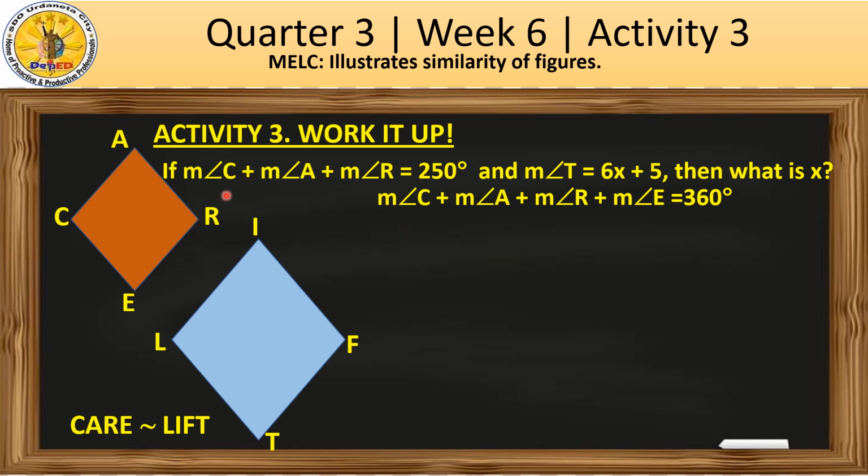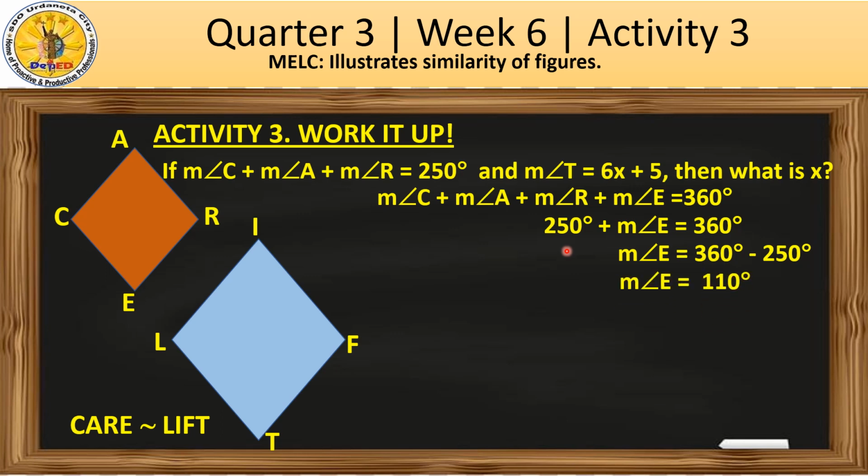Now, in the given, you will notice that the sum of the angles C, A, and R is equal to 250 degrees. So what I will do is I will replace this part of the equation by 250 degrees and then just bring down the rest of the equation. So my new equation will be 250 degrees plus the measure of angle E is equal to 360 degrees. Now, to find the measure of angle E, I will subtract 250 degrees from 360 degrees and I will get 110 degrees for the measure of angle E.